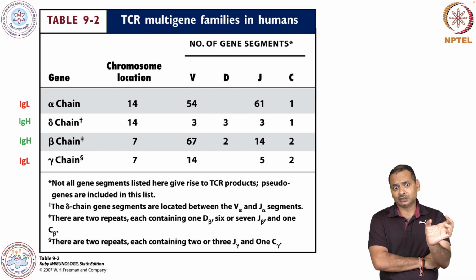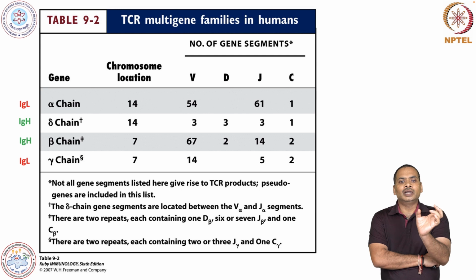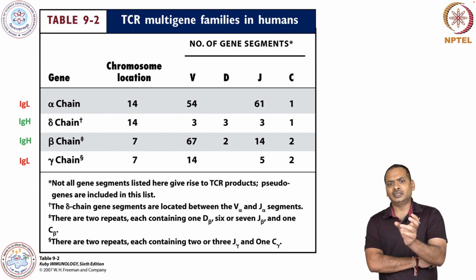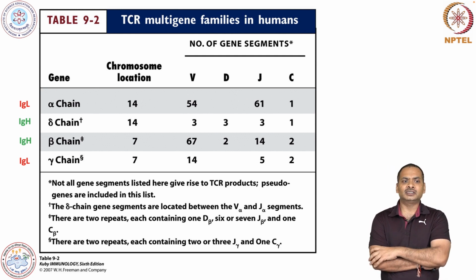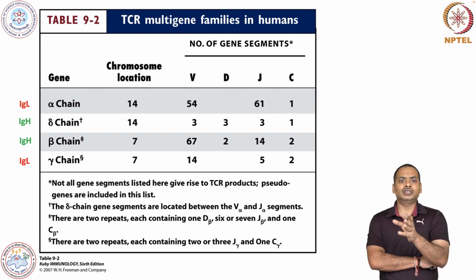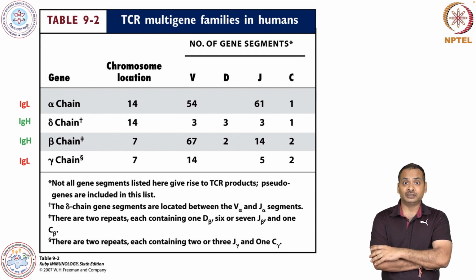Here you can see there are only 14 V regions and 5 J regions, and in the case of delta it is very few, only 3 variable, 3 diversity and 3 joining regions.